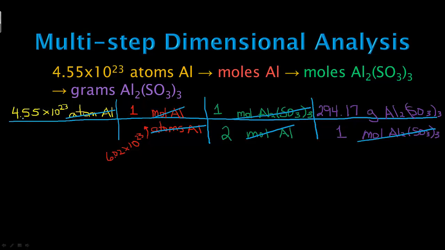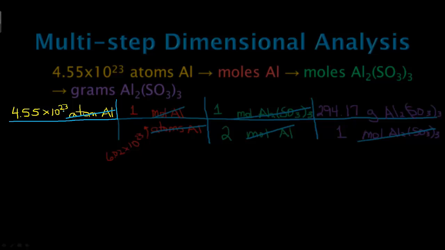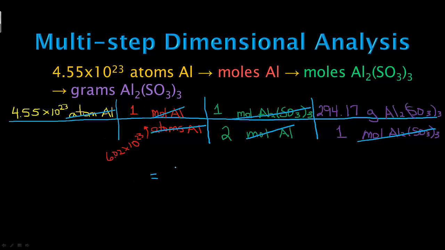Now all we have to do is multiply 4.55 times 10 to the 23rd times 1 times 1 times 294.17 divided by 6.02 times 10 to the 23rd divided by 2, and then we will get 111 grams of aluminum sulfite for every 4.55 times 10 to the 23rd atoms of aluminum.